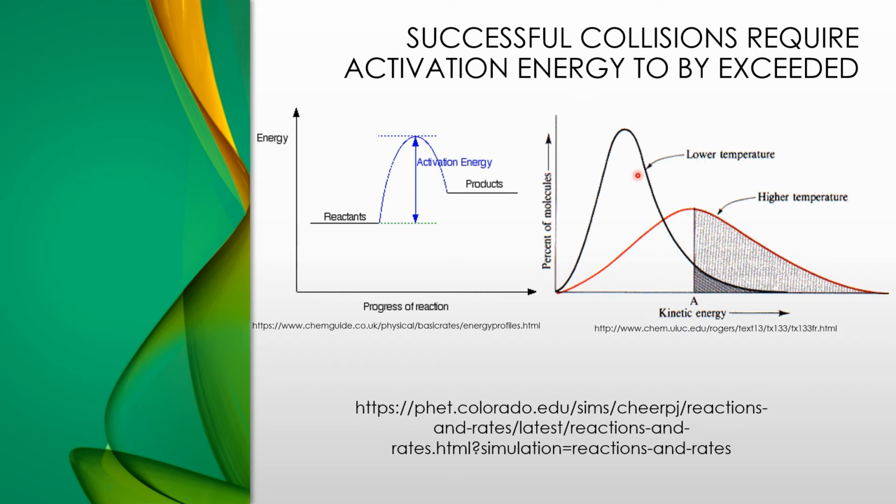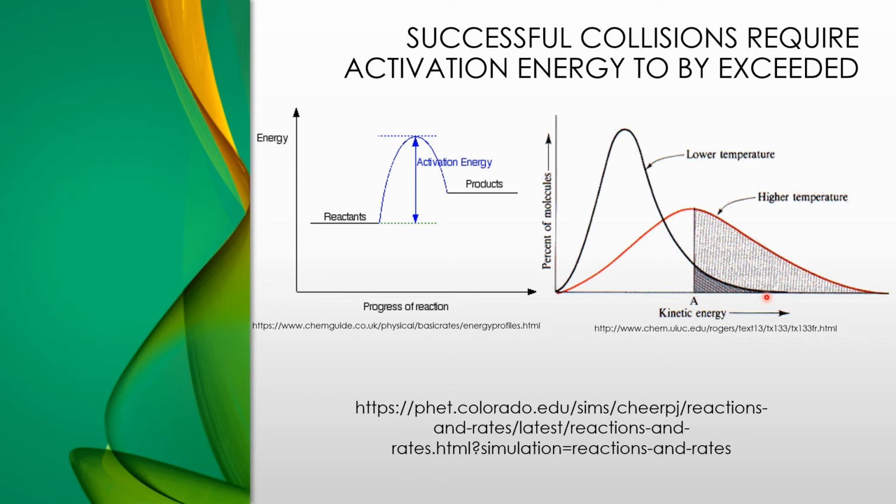If you compare that to the lower temperature group, those particles are going to have significantly fewer collisions which exceed the energy of activation, which means that there are going to be fewer collisions which result in a successful reaction. And when we look at reaction rate, the whole idea is the more successful collisions we have, the higher the rate of reaction. The smaller the number of successful collisions we have, the lower the rate of reaction.